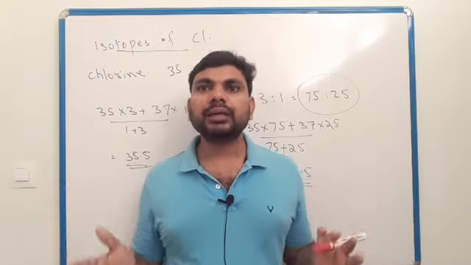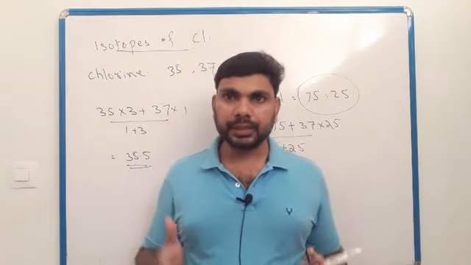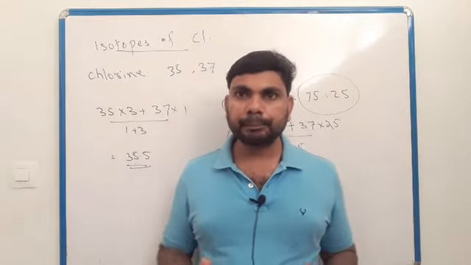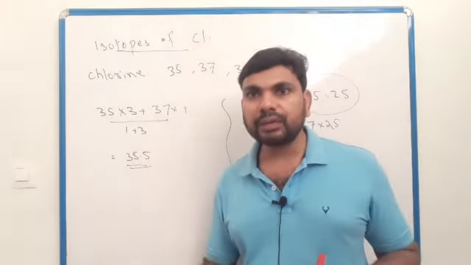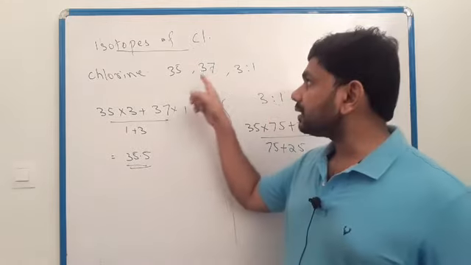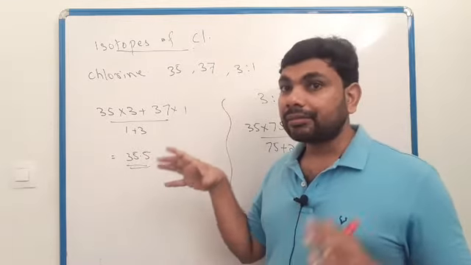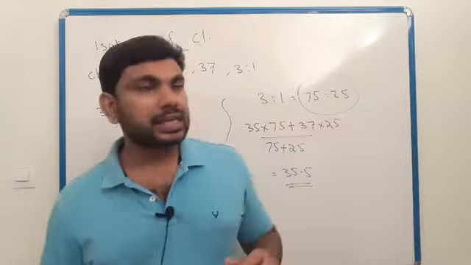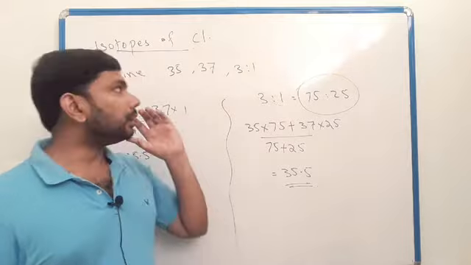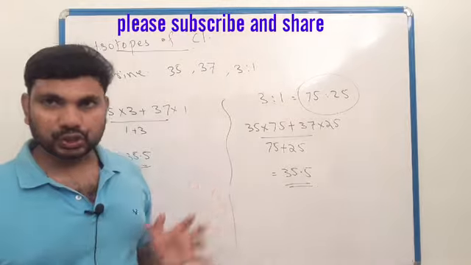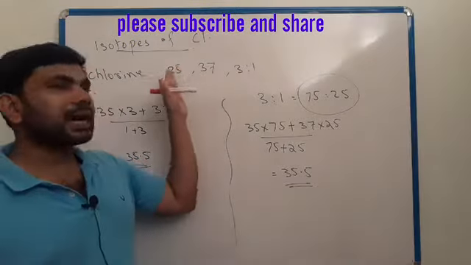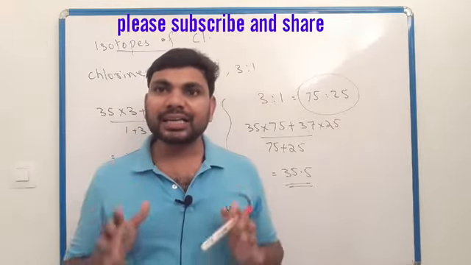Using chlorine 35 and chlorine 37 we can find the average atomic mass. So how to find average atomic mass? Look here, one question. Chlorine exists as chlorine 35 and chlorine 37. Chlorine 35 means chlorine with atomic mass 35, and the other is chlorine with atomic mass 37. The ratio of these isotopes is 3:1. Using this ratio and these atomic masses, we can find the average atomic mass.